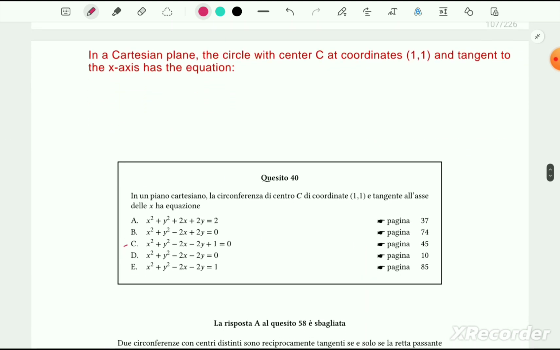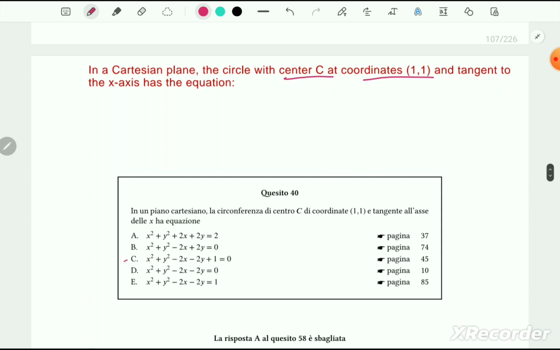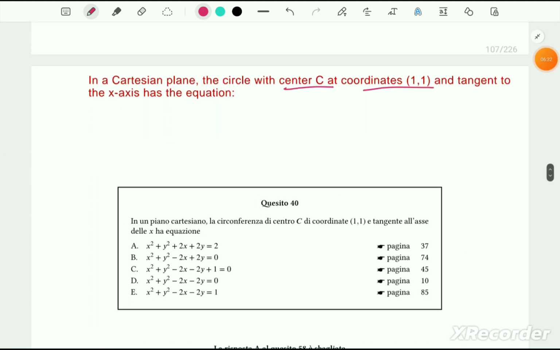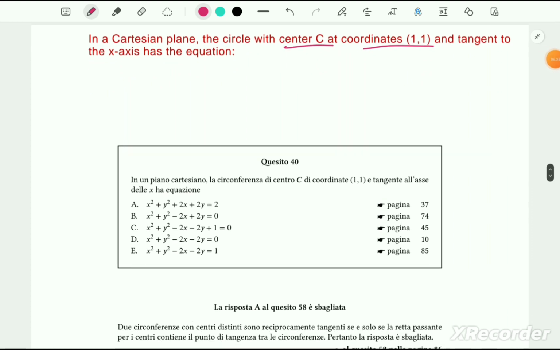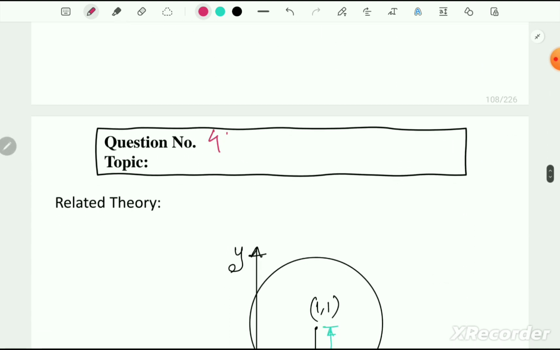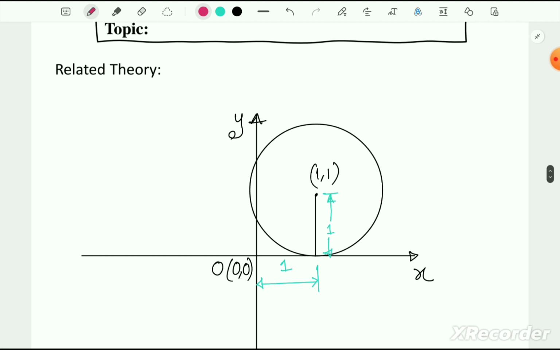This is our last problem today. Let's read it. In a Cartesian plane, the circle with center C at coordinates (1, 1), tangent to the x-axis, has the equation. Interesting. Okay, so it's a very easy problem, and this problem comes from the coordinates and straight line, circle chapter. So let's visualize the problem.